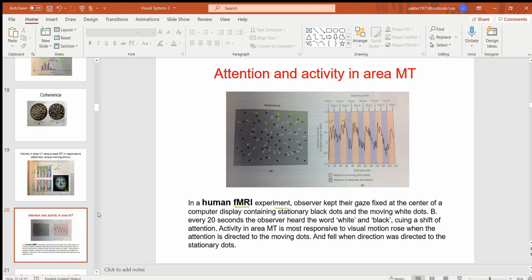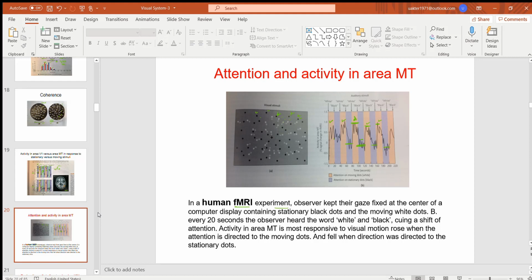So the subject is seeing both, but just changing the attention from white to black, black to white. When the subject pays attention to the white dots, that means the motion dots, you see a significant increase of the firing here. But when the subject was asked to shift the attention to the black dots, the firing is very low. That means spontaneous, right?